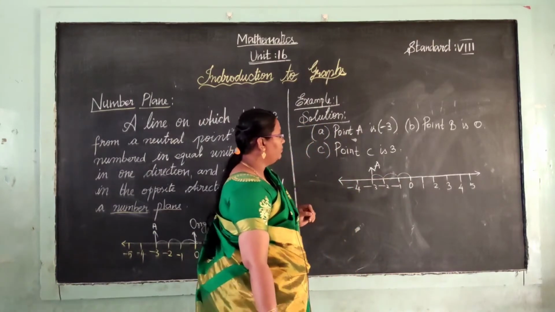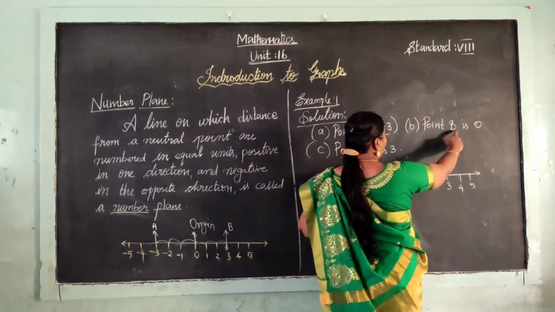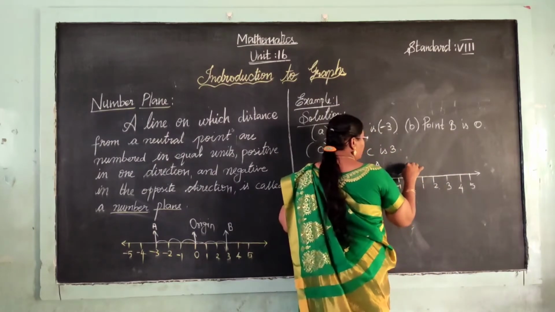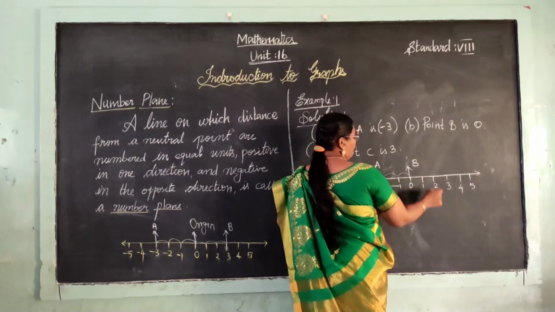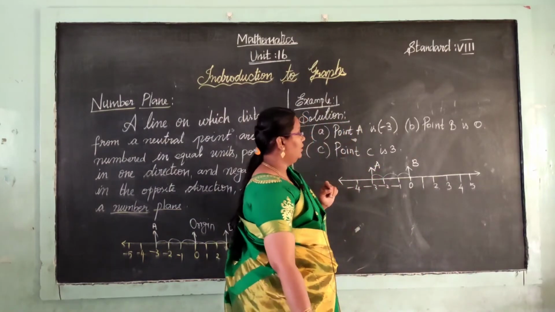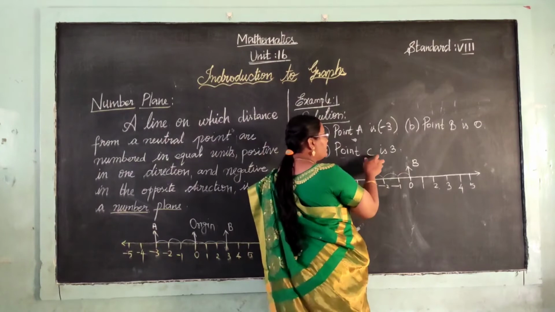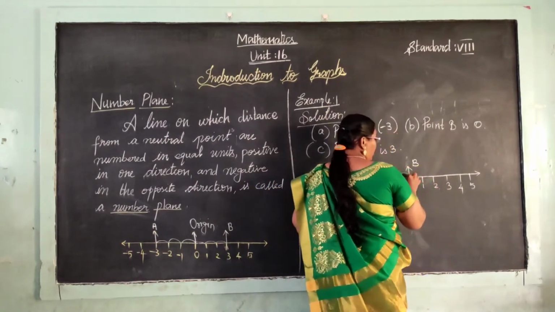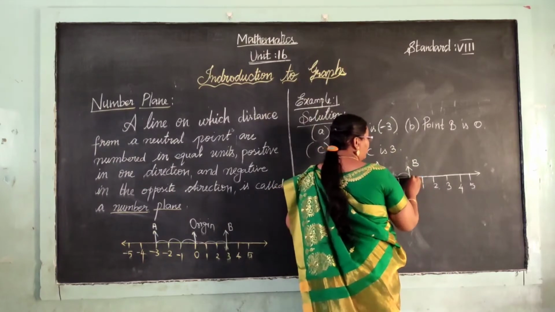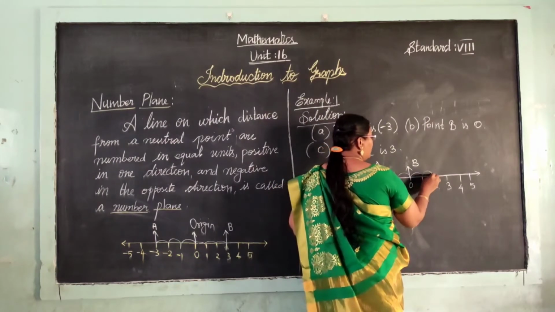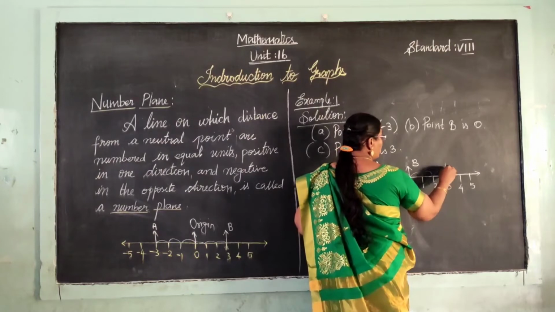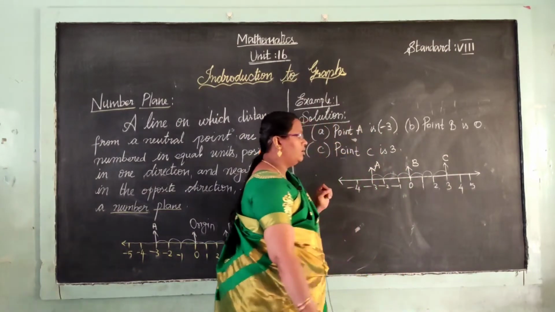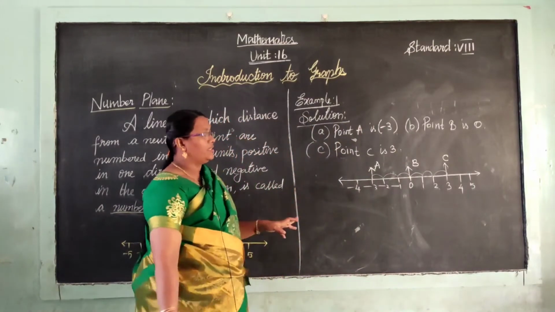Okay, and next one, point B is 0. 0 means origin. So it is denoted B. B is at the origin. And next point C is 3. So from the origin, right side we have to move 3 units. 1, 2, 3. That is a positive value. Okay, so it is denoted C. That's all. Okay, complete this.